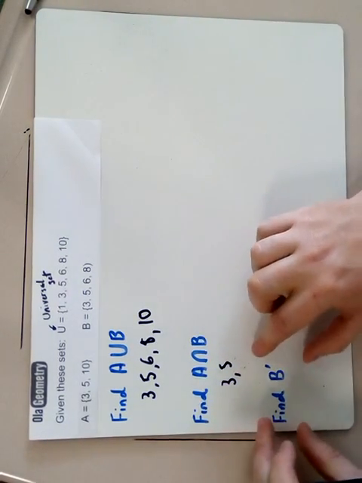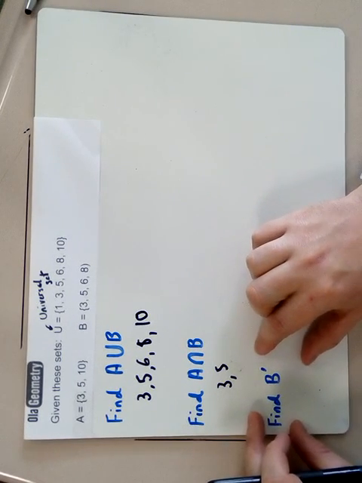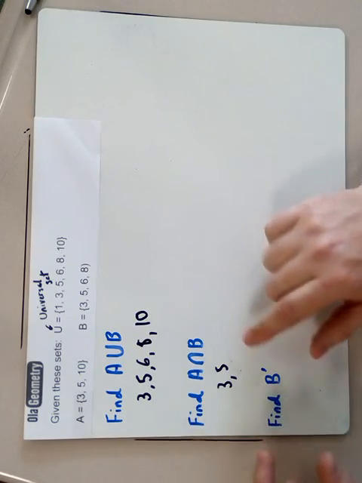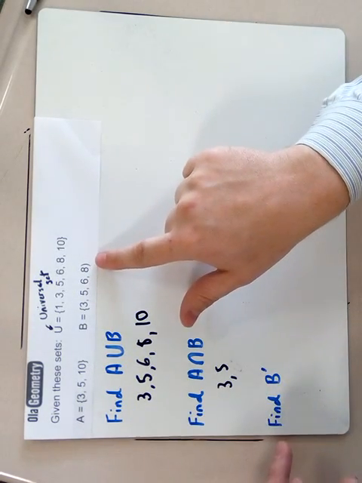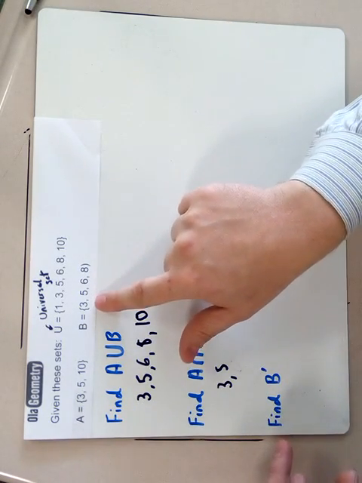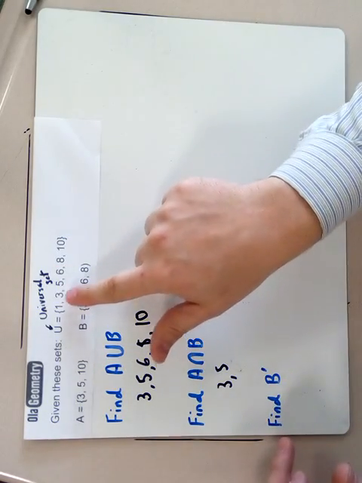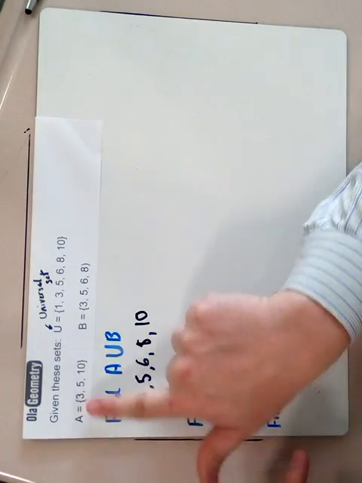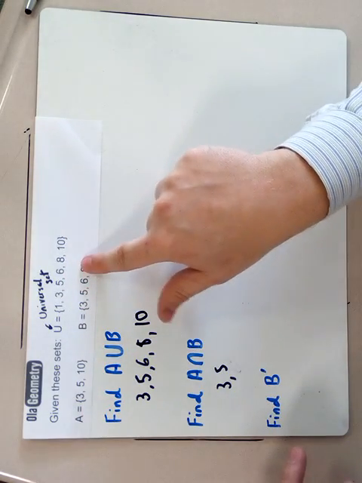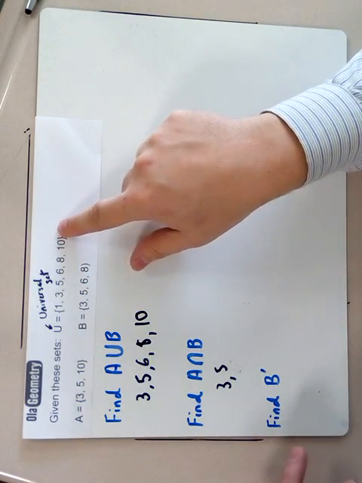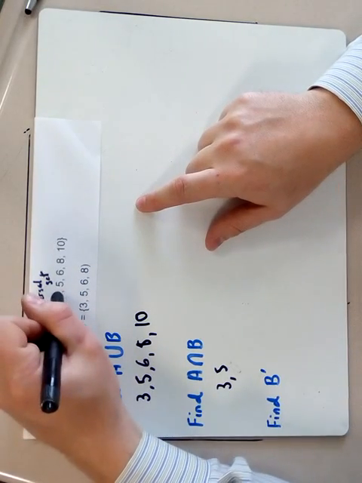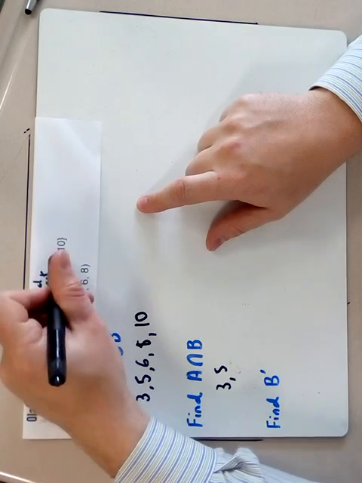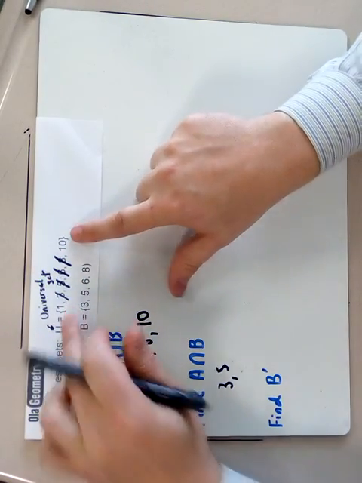Now we want to know the complement of B, or not B. All right, not B. So we want everything that's not in here. I have to go and look at my universal set for that, because we're not worried about A. We're worried about comparing what's not in B to the universal set. Well, B has 3, 5, 6, and 8. So the only thing that's left is 1 and 10.